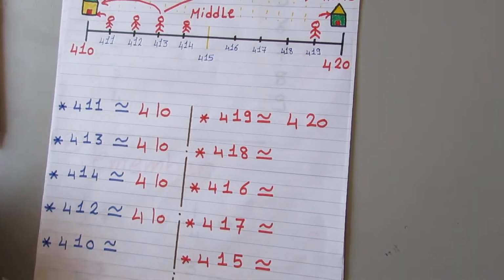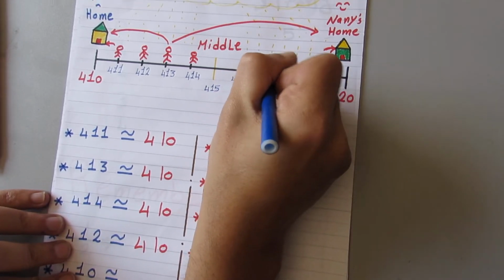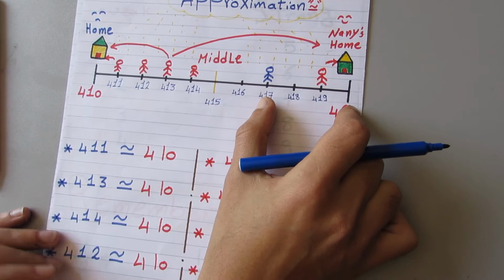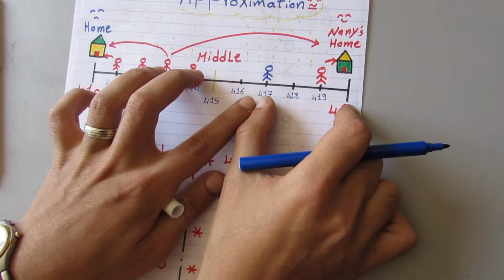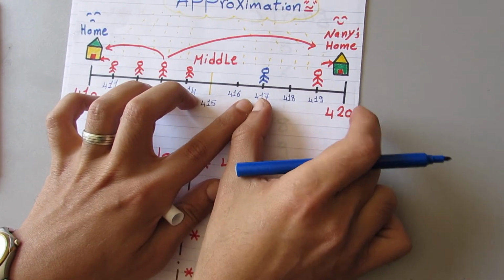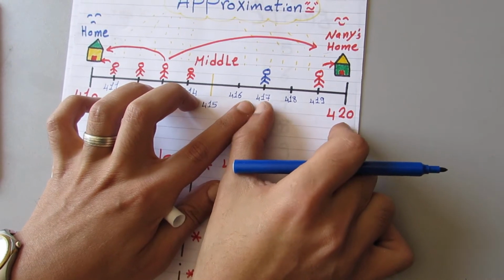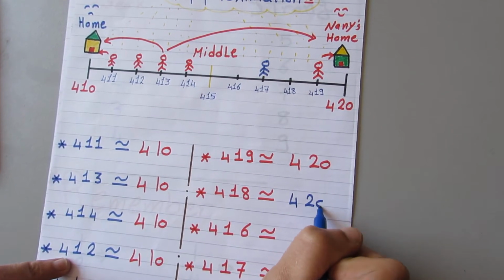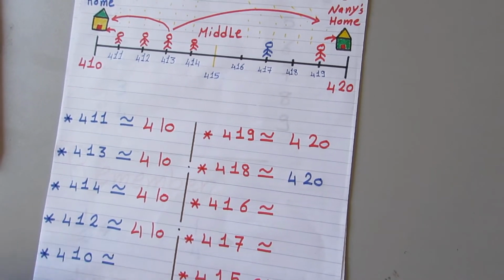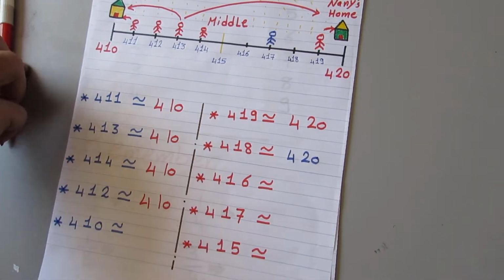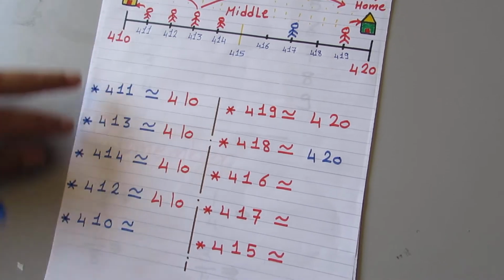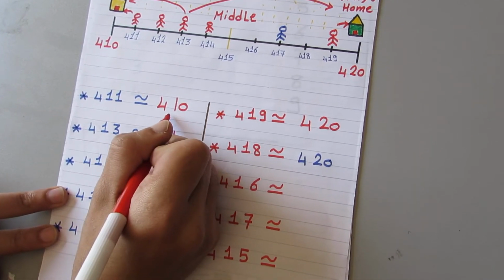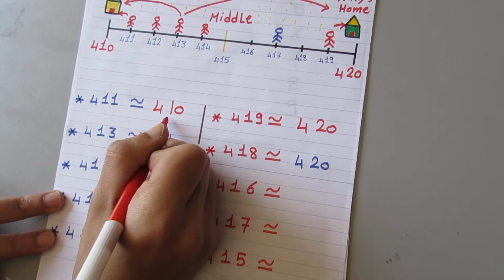So let's take another example. What if Ahmed is standing at 417? So this is the distance to nanny's home and this is the distance to his home. Which one is the smaller distance? This is the distance to 420, so we're gonna choose to go to 420. What is the rule of approximation? This number is gonna be 410. 411 is gonna be 410.